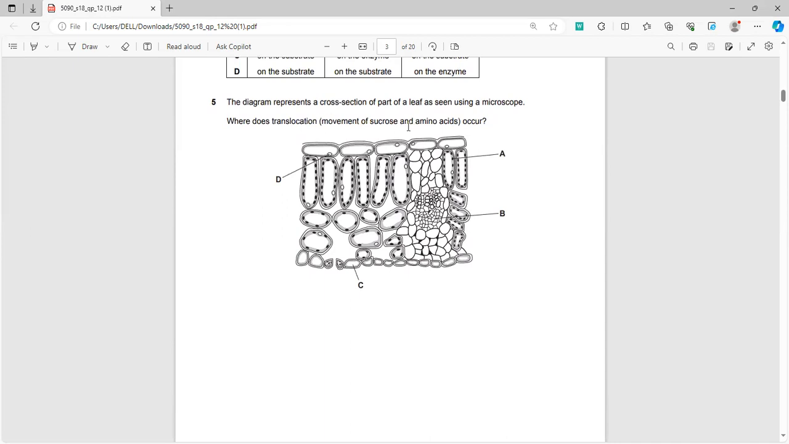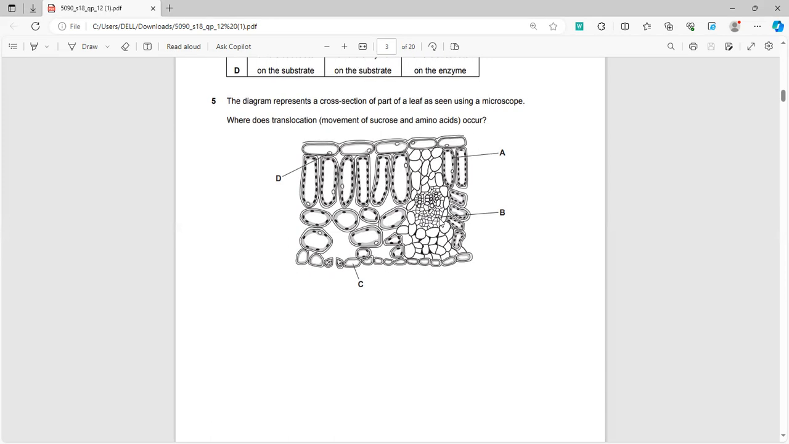Where does translocation, or movement of sucrose and amino acids, occur? This takes place inside the phloem. You need to know that the xylem is a dead tissue and it only transports water, so all the other nutrients are transported in the phloem. If we carefully look, the correct option will be B, because C only shows guard cells, where the process of respiration occurs. In B, we have a cross-sectional view in which both the xylem and the phloem are represented. The xylem is the inner portion and the phloem is the outer portion.